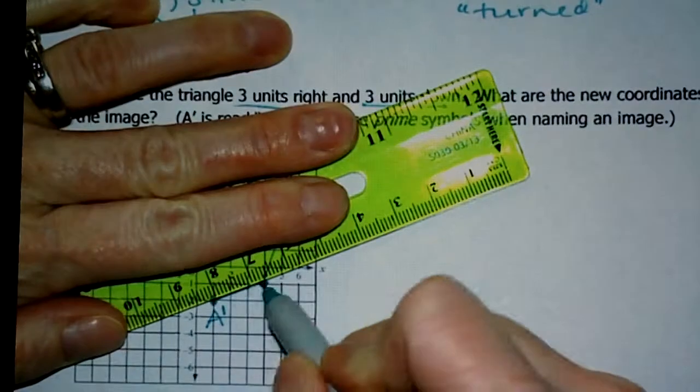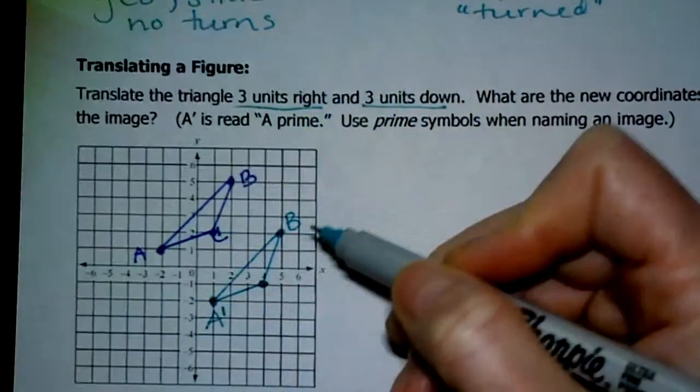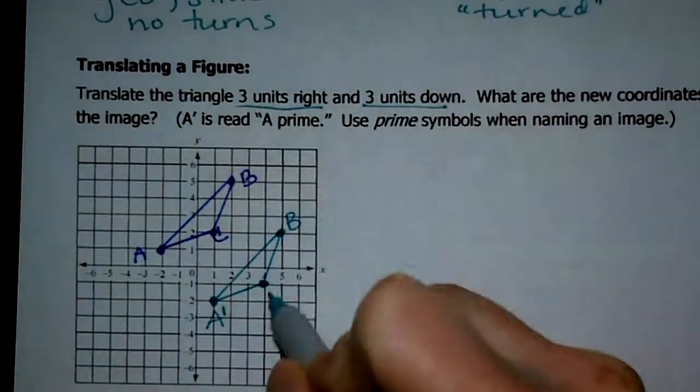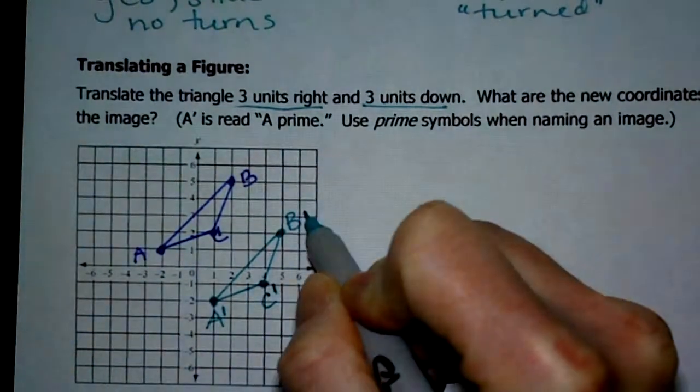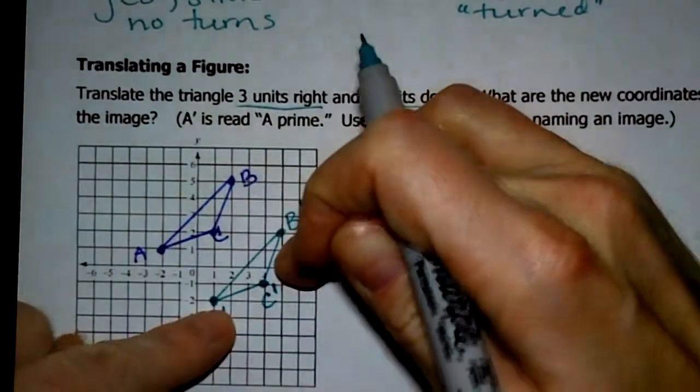Welcome back. Hopefully you hit pause, you grabbed a ruler, and you're drawing some nice straight lines right now. All right, so here's our new figure, and I forgot to put the C with a little mark after it so we know that that's the image. This is the original, this is the image.